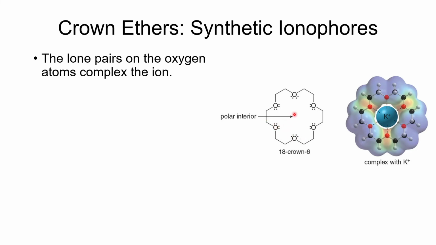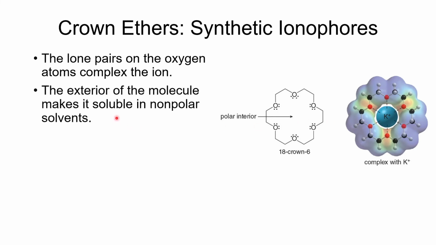It just so happens that we've got this polar interior with all these lone pair electrons that can interact quite well with a cation, not with an anion, but with a cation. And this one happens to be pretty selective to interact with potassium, so the K+ ion. The exterior of the molecule makes it soluble in nonpolar solvents, but the interior of the molecule is quite polar and interacts well with that ion, with an ion dipole interaction. Now, it just so happens that this size is very selective for potassium.